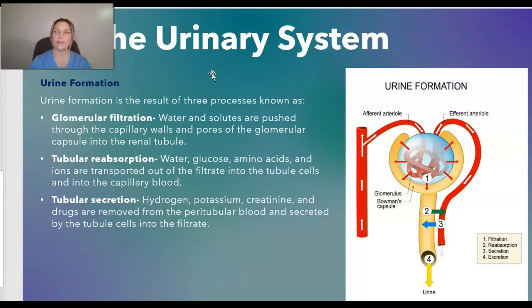Then tubular reabsorption happens: water, glucose, amino acids, and ions are transported out of the filtrate into the tubule cells and into the capillary blood. And then you have tubular secretion: hydrogen, potassium, creatinine, and drugs are removed from the peritubular blood and secreted by these tubular cells into the filtrate. So you can see it's filtration, reabsorption, secretion, and then excretion.